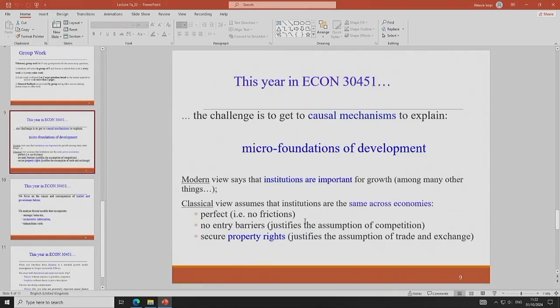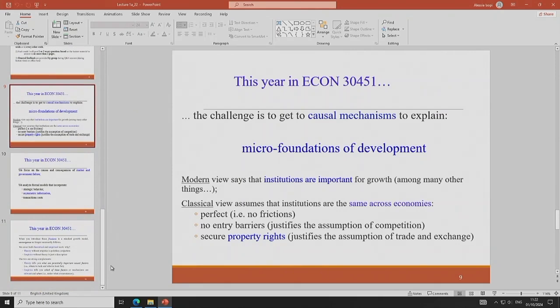Now, let's start trying to understand a little bit more what this module will be about. As I anticipated at the beginning, one of the biggest challenges that we will face is basically to establish a causal mechanism that will eventually allow you to explain why some countries grow faster or better than others.